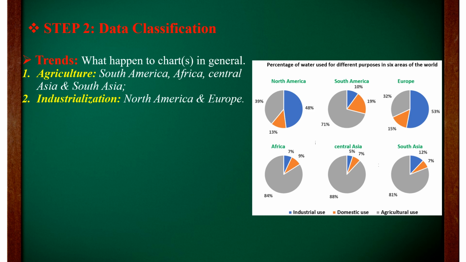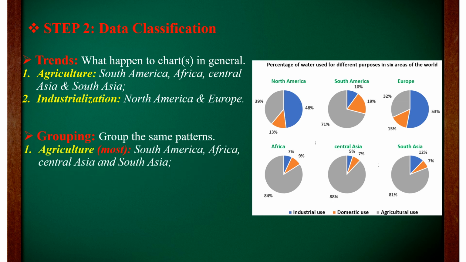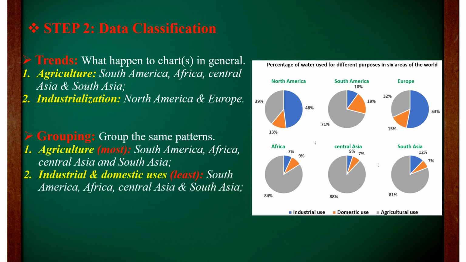Turning to grouping. Grouping means the way we categorize similar or relevant elements into one group or category. For example, in the exercise, we divide into 2 different groups. The first group is agriculture, including all the 4 countries that use water most in agriculture: South America, Africa, Central Asia, and South Asia, into one similar group. The second group is industrial and domestic use, including all the previous 4 countries into one similar group as a group of countries using less water in both industrialization and domestic consumption.